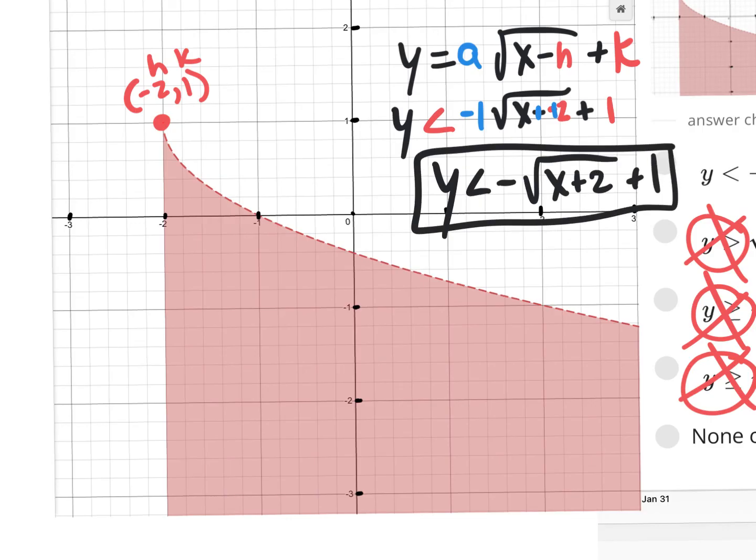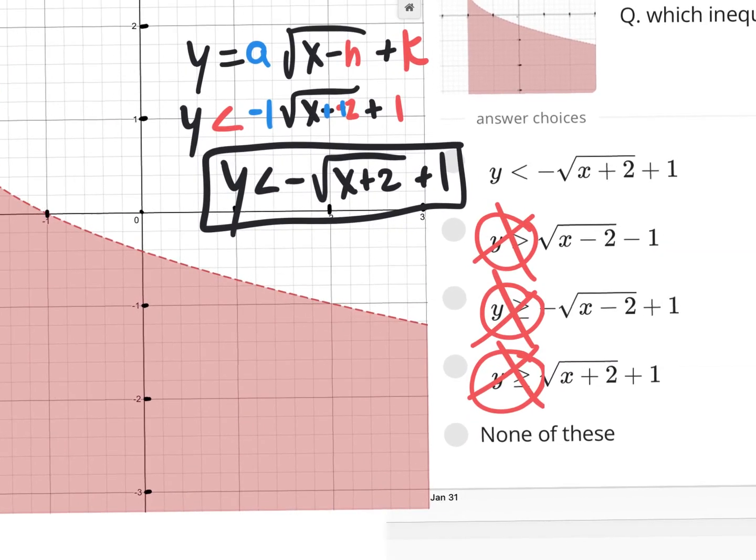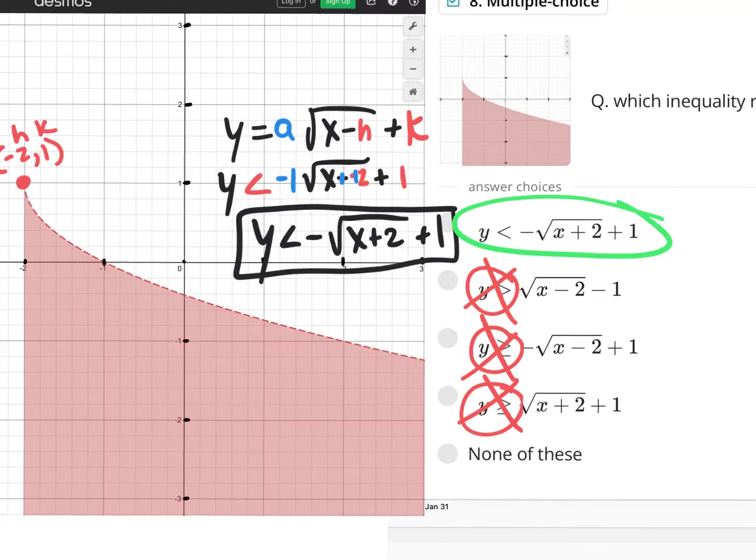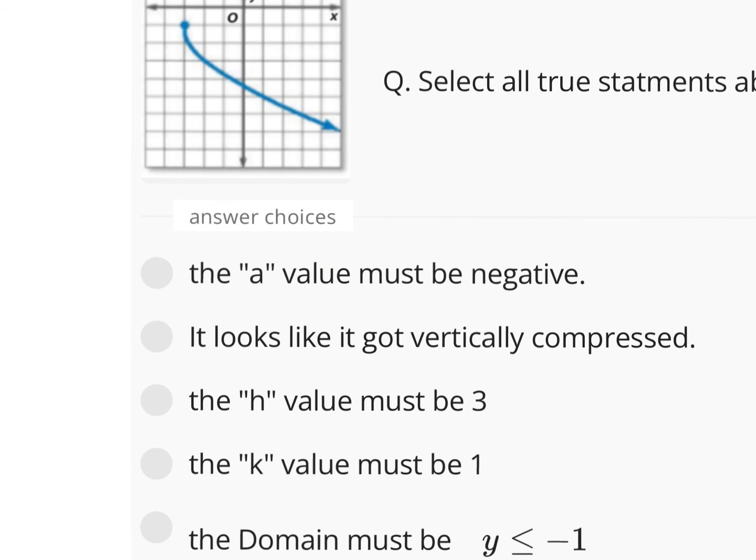Let's verify if that's the inequality that's provided to us. And yes, it is. So this is the correct answer. Let's move on to the next question. Select all true statements of this graph up here. Well, the a value must be negative. Absolutely, because it's not opening up, it's opening down, right? So the a value must be negative, absolutely.